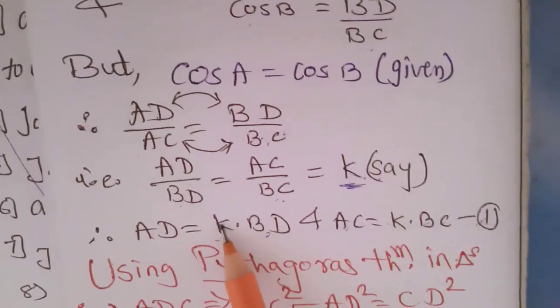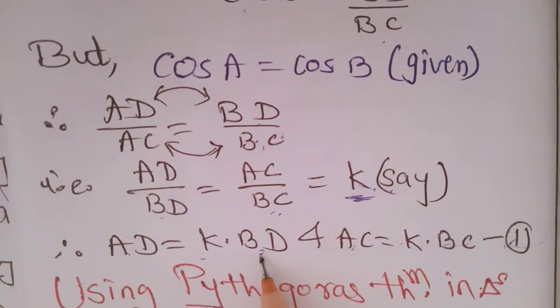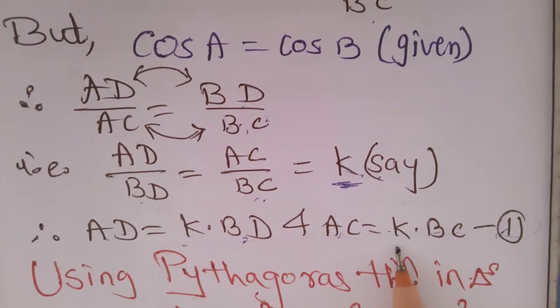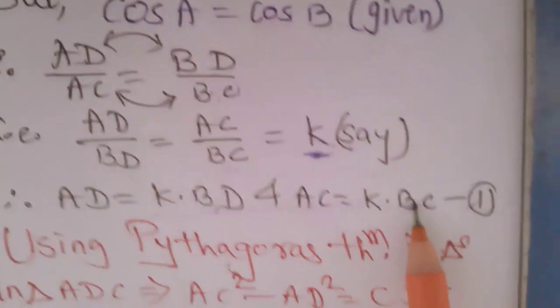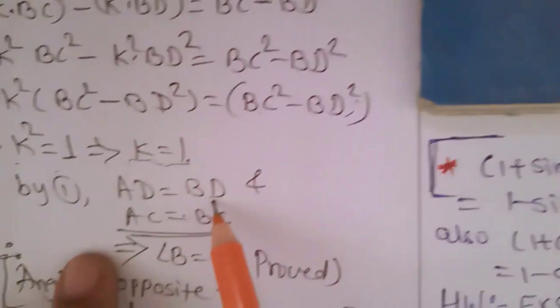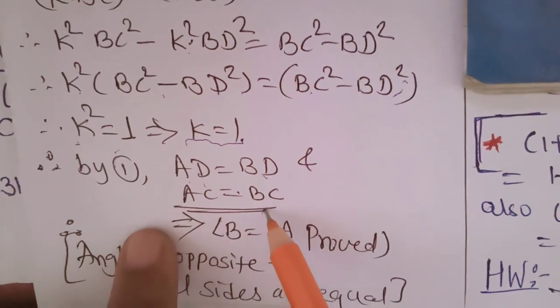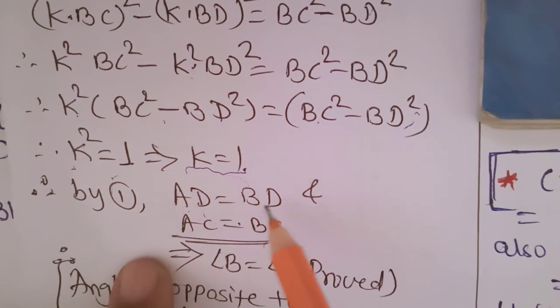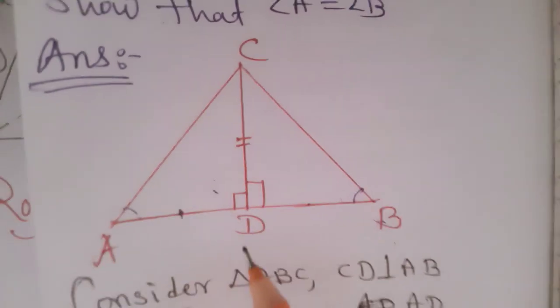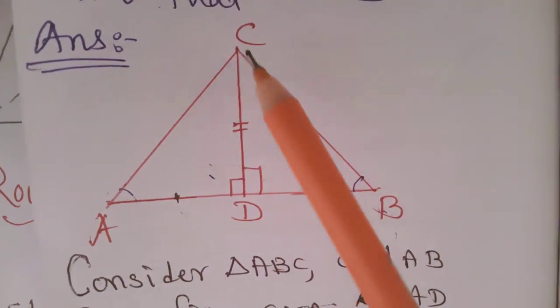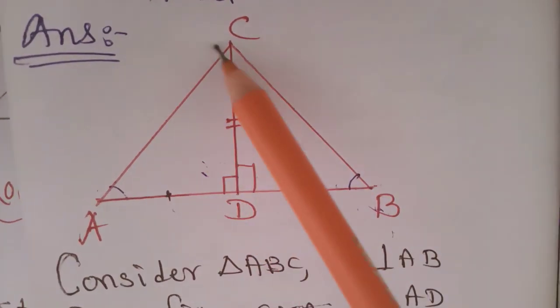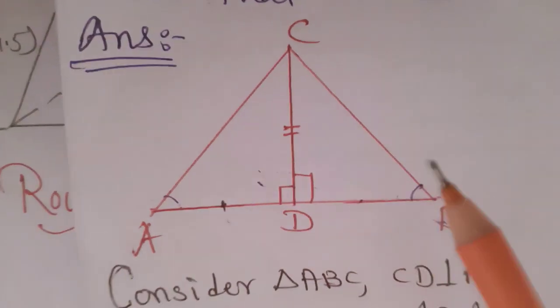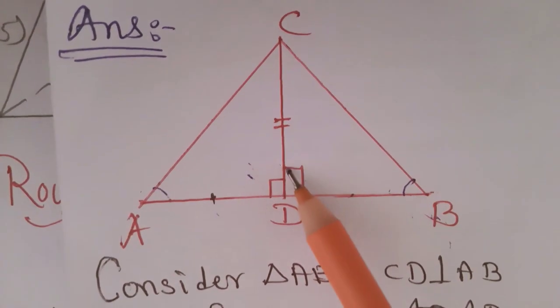If K is equal to 1, then you can say that AD is equal to BD. If K is equal to 1, then you can say that AC is equal to BC. Therefore, AD is equal to BD and AC is equal to BC, that you can write. And if these sides are equal, see in the diagram now, AD is equal to BD and AC is equal to BC. Now this part, AC equal to BC, forget about this perpendicular line.